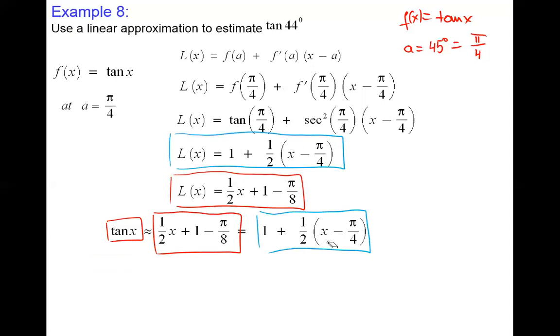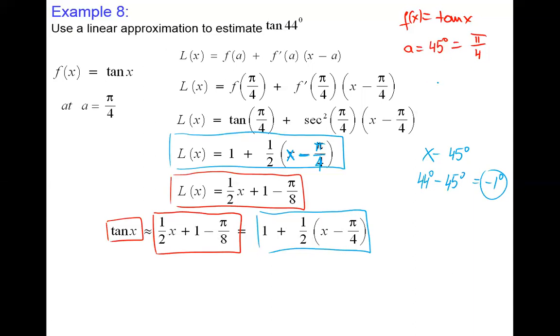But one thing that we can see right away from the blue form is the difference between the actual point A, pi over 4, and how far away we're going from that 45 degrees. That difference is x minus pi over 4. The x value that I'm looking for is 44. That means I am going away 1 degree. And as we can see, this is 1 degree. That's the same thing as substituting the value for x, but then we can see it right away.